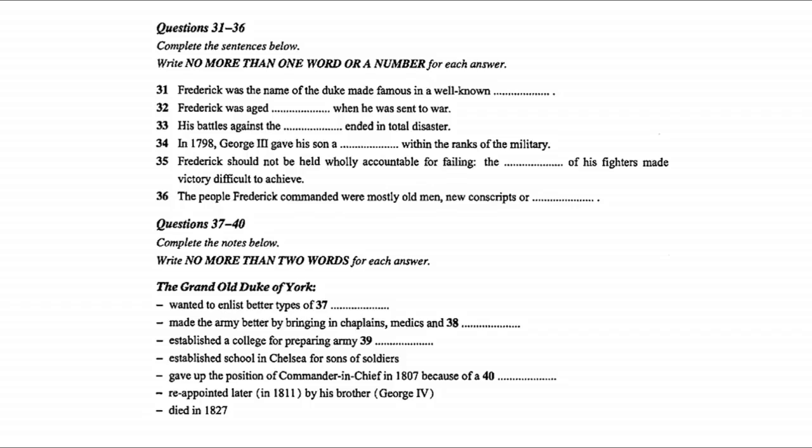In 1807, the Duke was involved in a scandal with a woman, and as a result resigned as Commander-in-Chief. But he was reinstated in 1811 by his elder brother, the Prince Regent, who later became George IV of England. He continued in this post until his death in 1827.